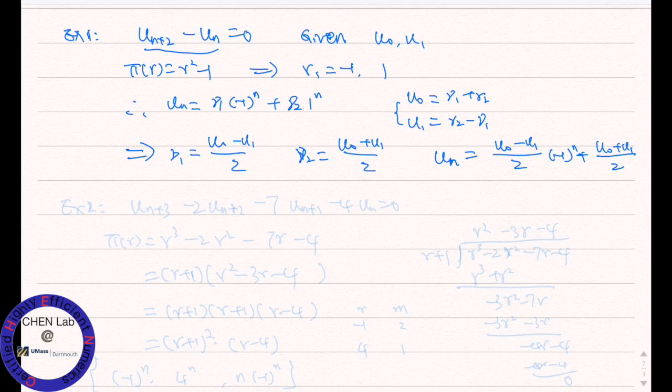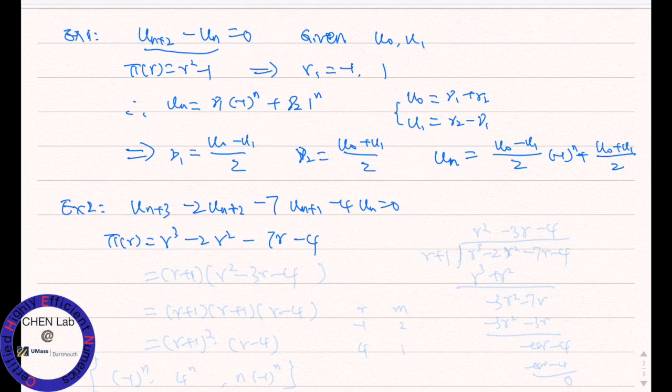All right. Let's do a second example, and maybe talk about some technique which you might have forgotten. So if we have, let's say, just anyone, un+3 minus 2 un+2 minus 7 un+1 minus 4 un is equal to 0. And then we easily have the characteristic polynomial is r cubed minus 2r squared minus 7r minus 4.